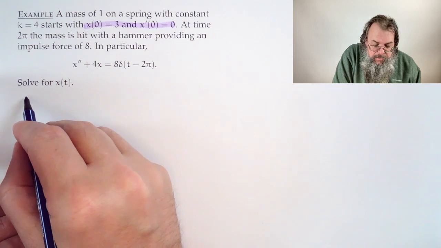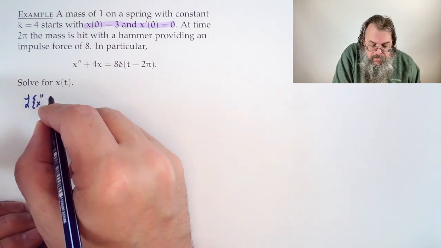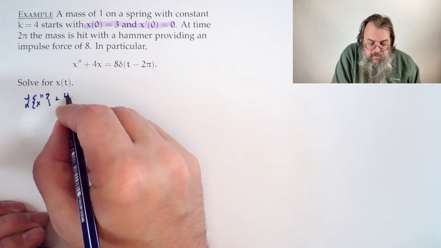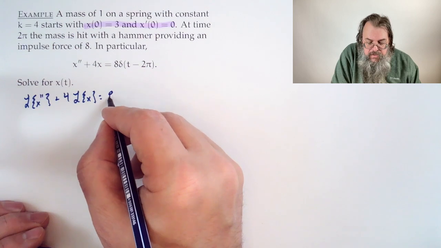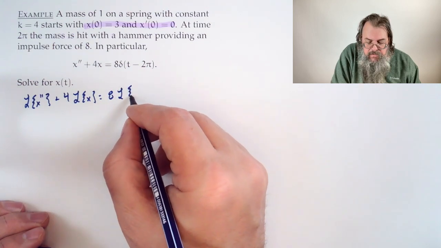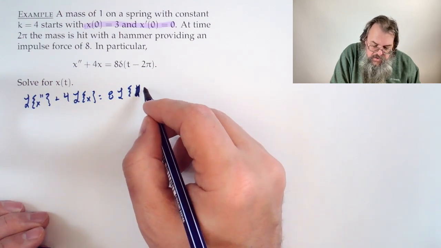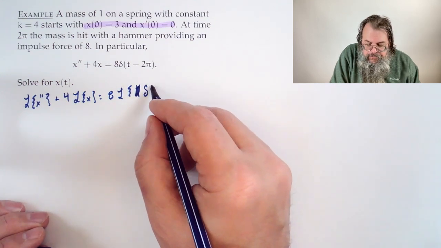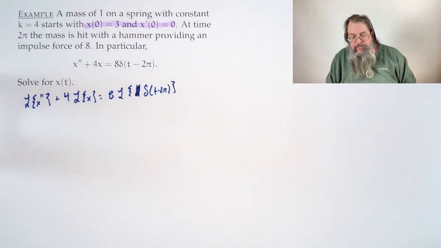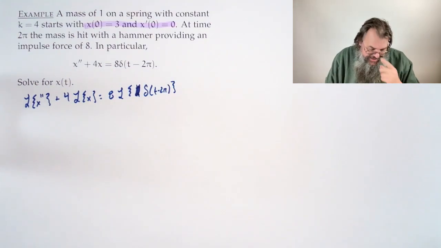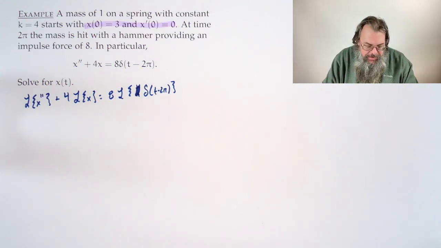We start by taking the Laplace transform of both sides. So we have Laplace transform of x double prime plus 4 Laplace transform of x is equal to 8 Laplace transform delta t minus 2 pi. There we go. That's how you write a delta. Sometimes when you write these Greek letters, they all sort of flow together, right?